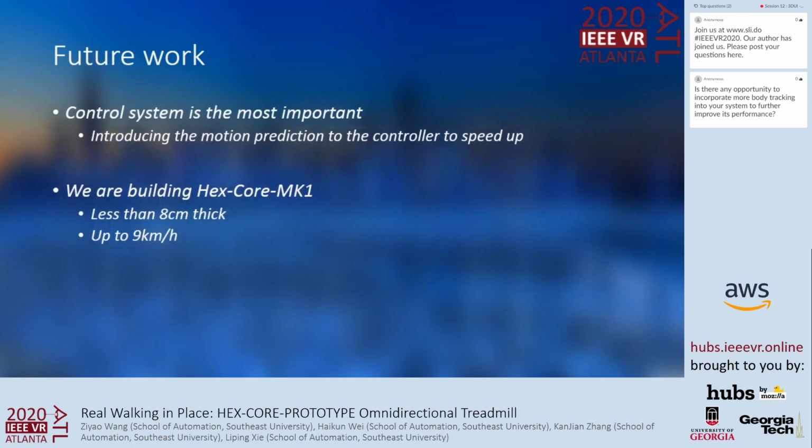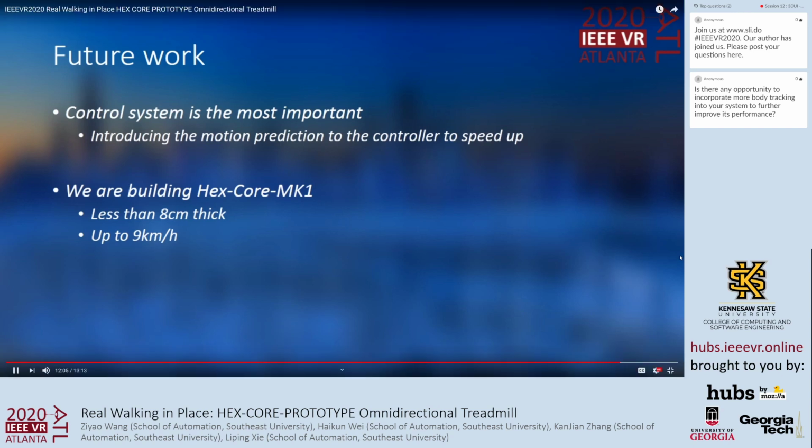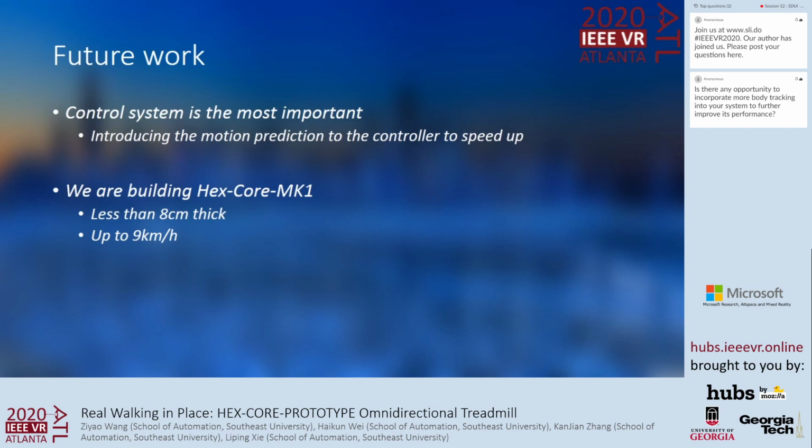As we can see, there are a lot of things to improve. The most important should be the control system. Currently, we only applied the simple PID controller. If we want a higher speed, a more immersive and safe experience, we should build a robust controller. Now, we are considering introducing the motion prediction to the controller to achieve this goal. Besides, we need to improve the mechanism.